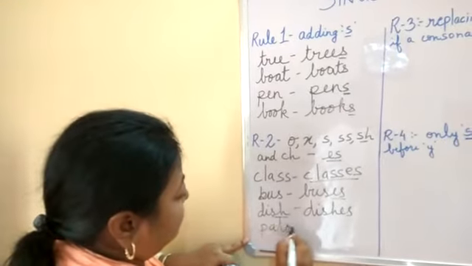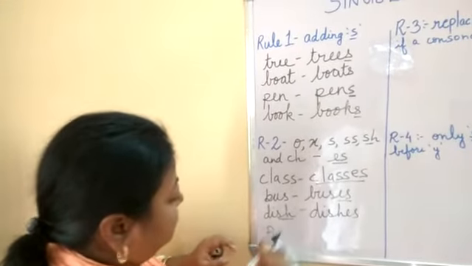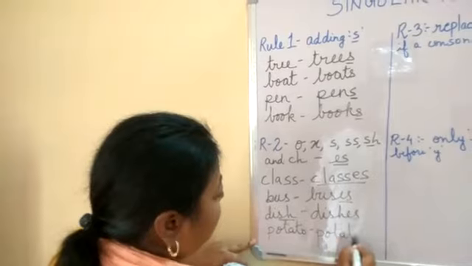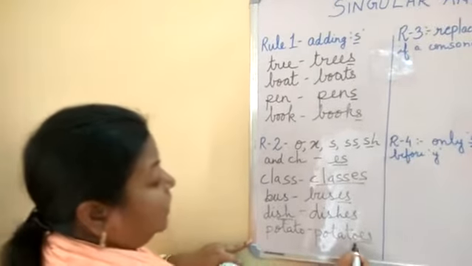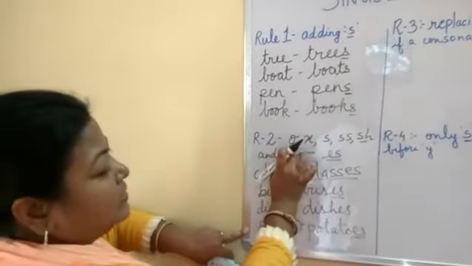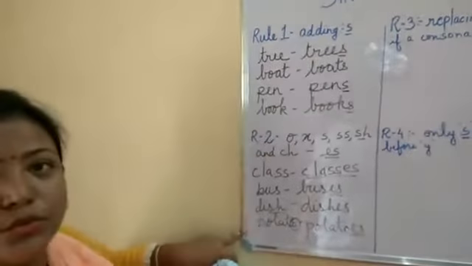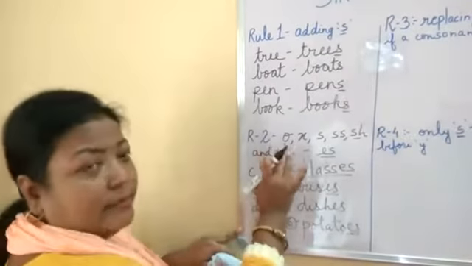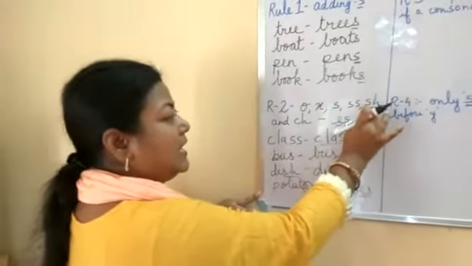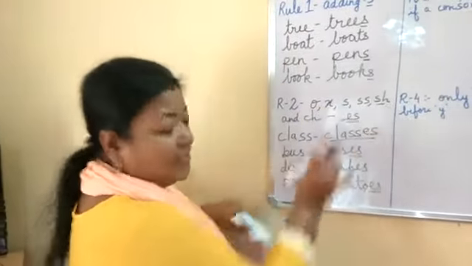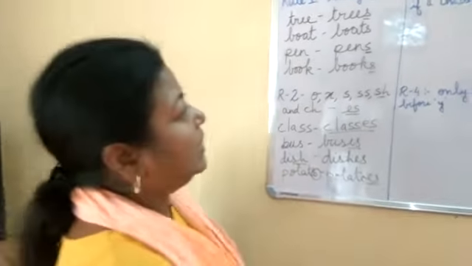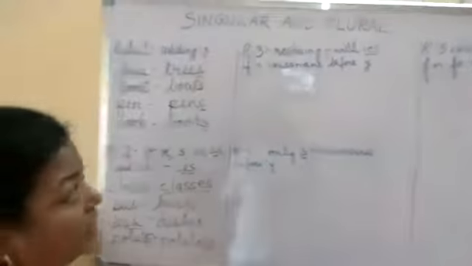Potato. We will add only ES to make the word plural when the last word is O. I said when the word ends with O, I will add only ES to make the word plural. So again I am telling you, when the word ends with O, X, S, SS, SH and CH, we need to only add ES so that the word becomes plural. Now we will go on to the next rule, which is rule number 3.